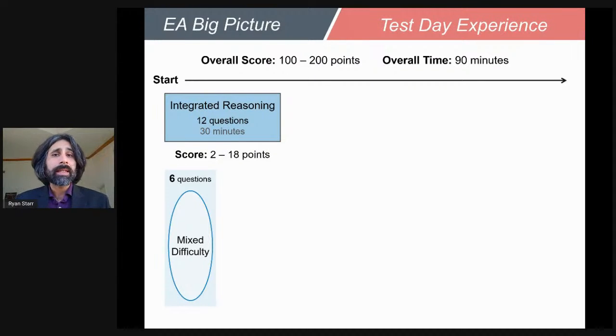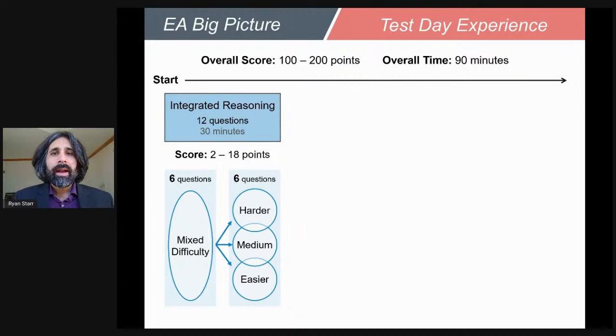You go on to the next stage, the next 6 questions, and that stage is going to be determined somewhat by your performance on the first stage. And that's why once you say you're finished with the first 6 questions, you're never coming back. So in much the way the GMAT will question by question adapt to your ability level, the EA will do the same, but rather than doing it question by question, it does it half section by half section.